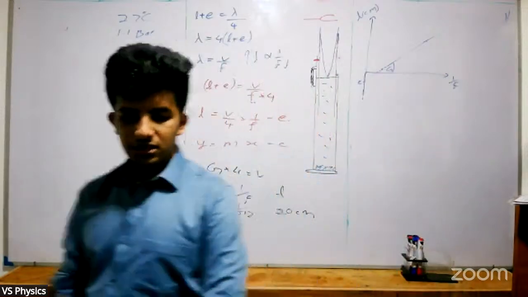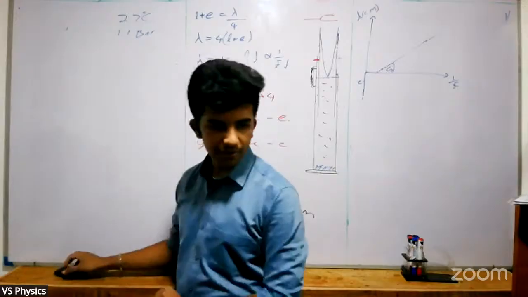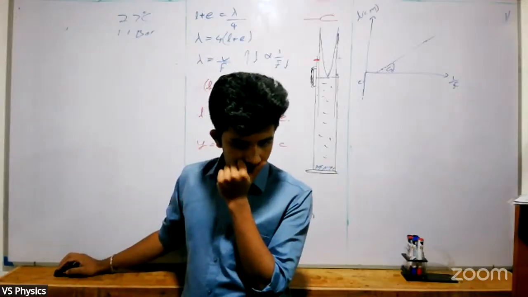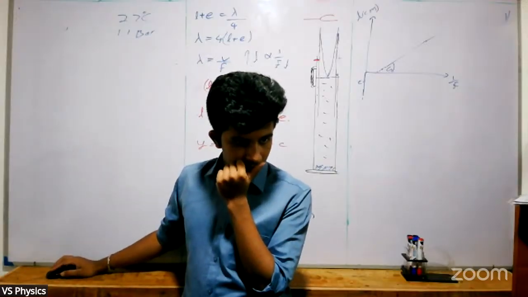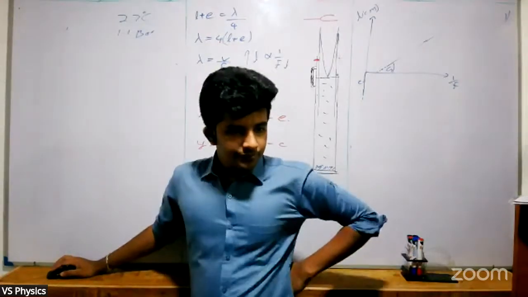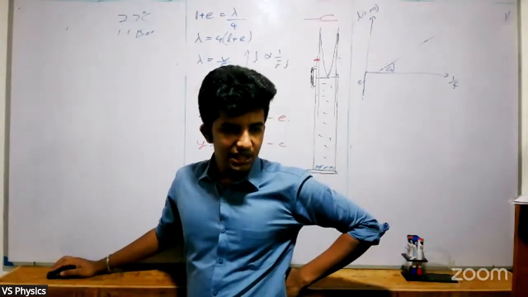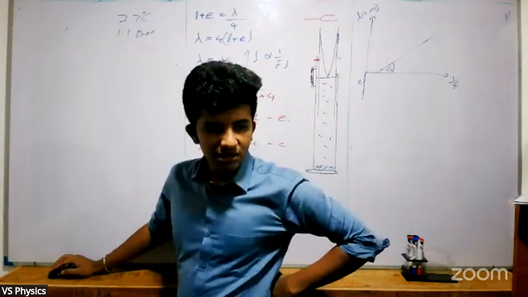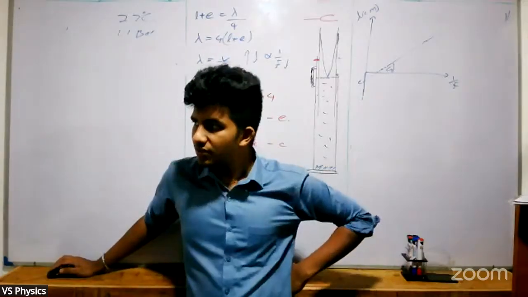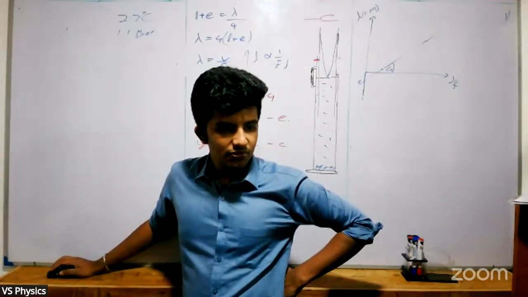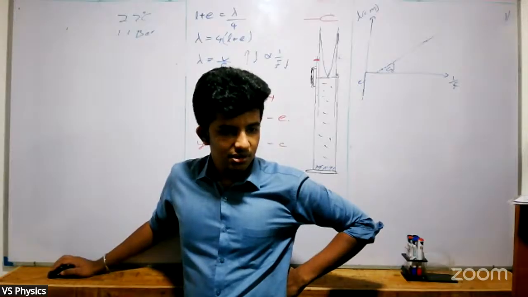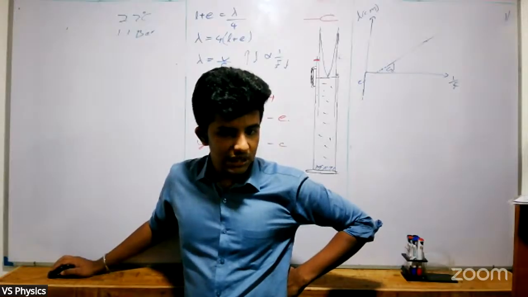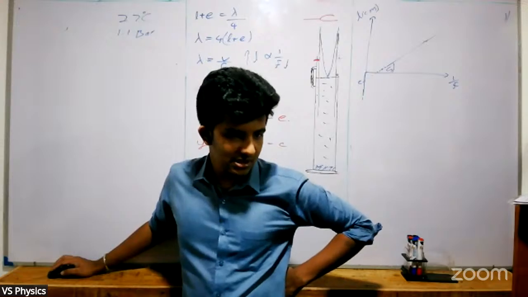Let's start the makeup. How many days do we have? We have 38 days more for biology and maths. What about physics? 38 plus 4, you have 42 days.